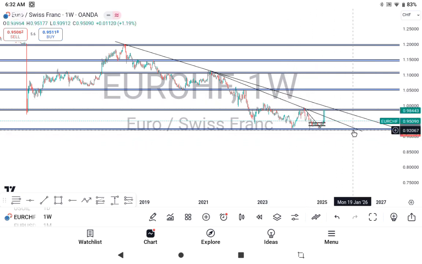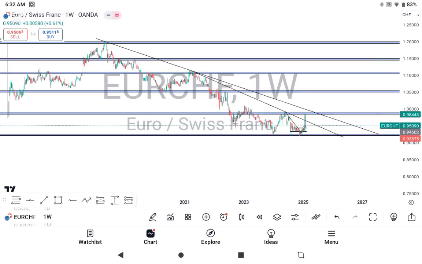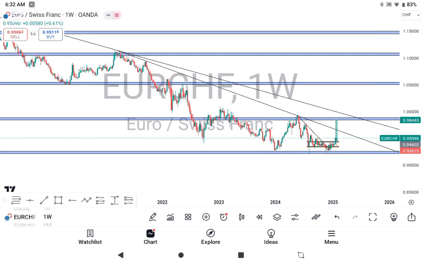support. Price came shy of this level right here, could not get here, came shy, pushed back again to attempt it again, could not break any further lower. It pushed up again, attempted again multiple times, could not break lower, and that level was strong enough to push that price higher, and a trend reversal was formed right there.